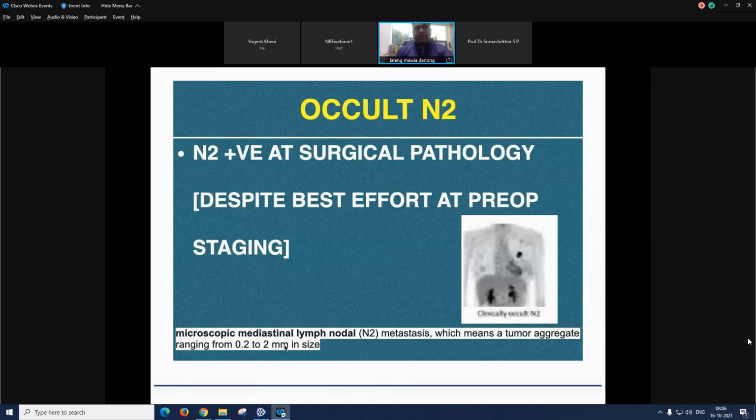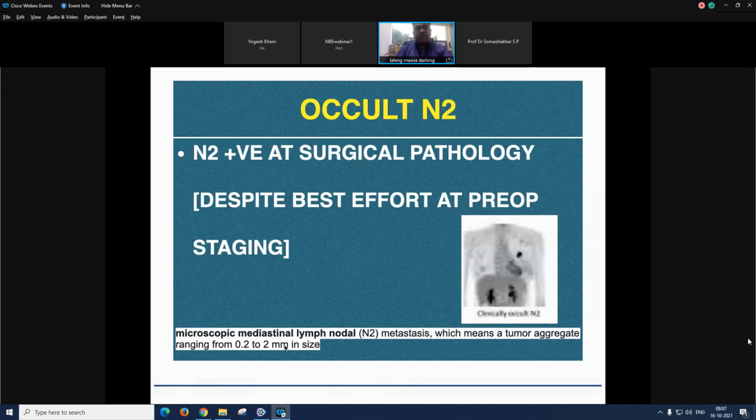You can have occult N2. This is when you have a positive N2 at surgical pathology. After you've taken out the specimen, you have a surprise node, despite the best of effort at preoperative staging of the disease. So the occult ones are basically microscopic mediastinal disease, which means tumor aggregates ranging in size from 0.2 to 2 millimeter.